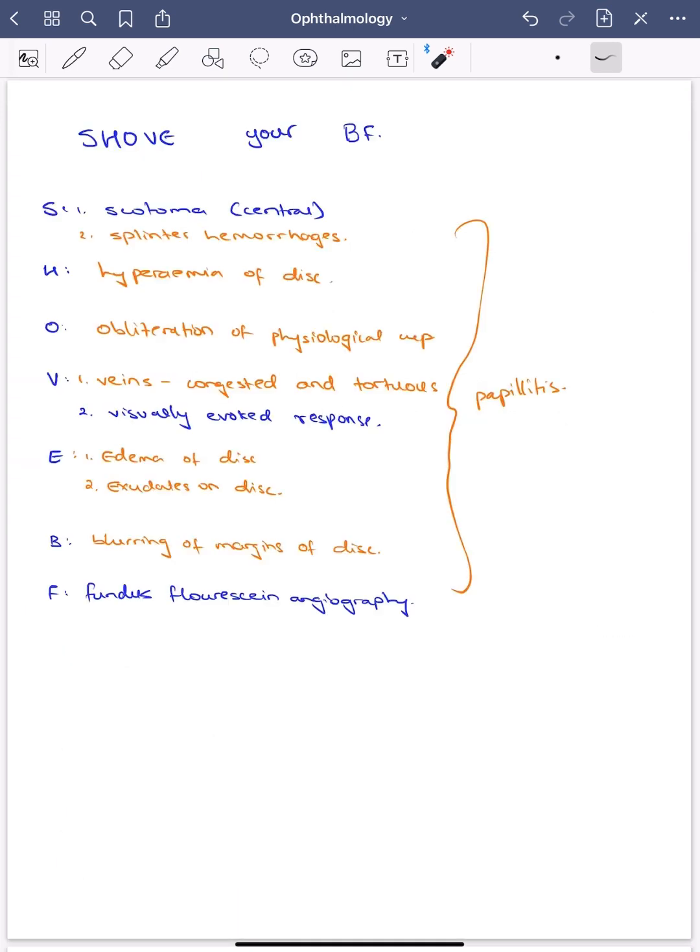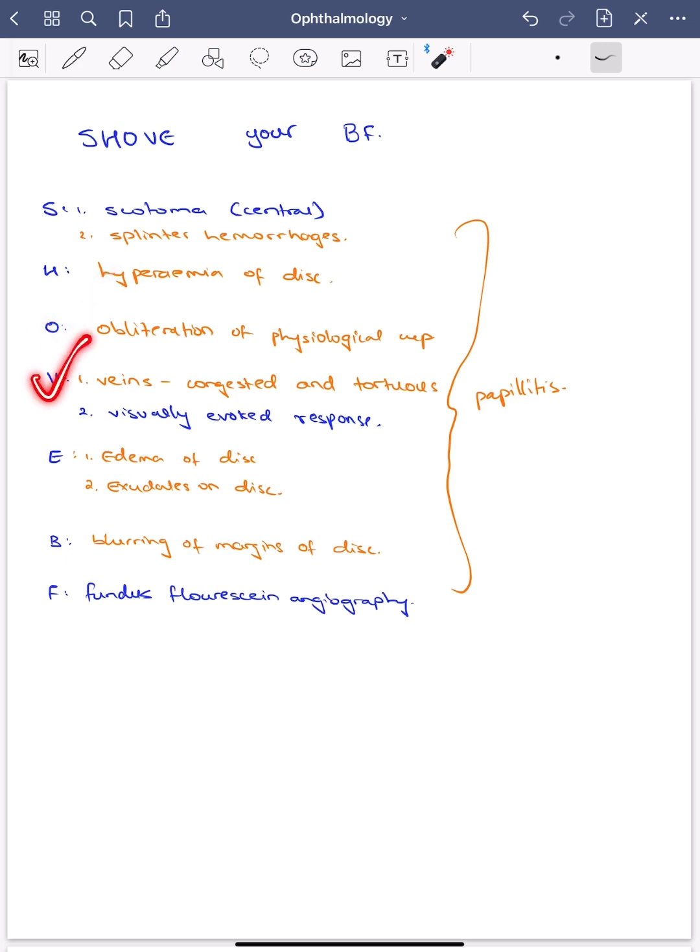Now a mnemonic to remember the signs of optic neuritis is SHOVE your best friend. Now S stands for scotoma. Remember, a relative central scotoma is the most common visual defect in optic neuritis, and S also stands for splinter hemorrhages, which may be seen on the disc. H is for hyperemia of the disc. O for obliteration of the physiological cup.